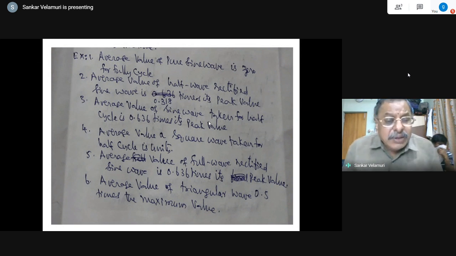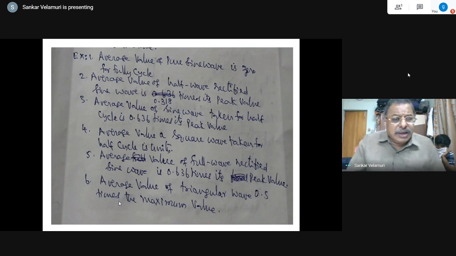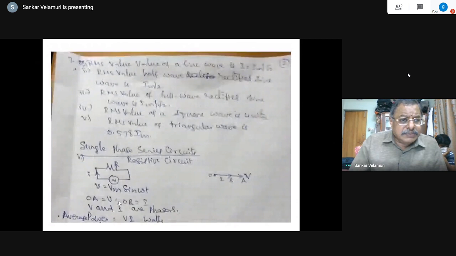And the average value, there is a typical problem based on that, which I will give you in the solution strategy of the objective type questions, which was given in one of the GATE examinations. And the average value of a full wave rectified sine wave is 0.63 times its peak value. Average value of a triangular wave is 0.5 times its peak value. So these are the salient points based on some configurations. They are already available as the salient features that are given.